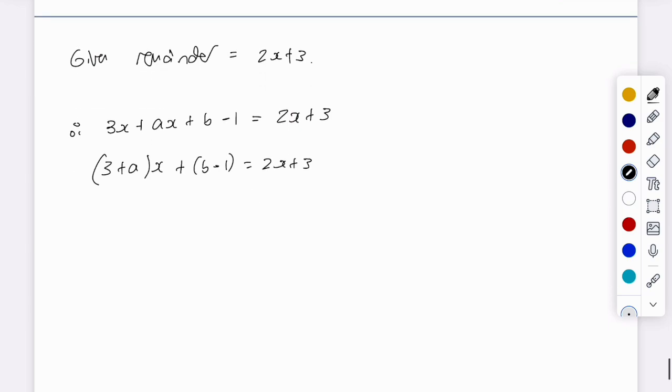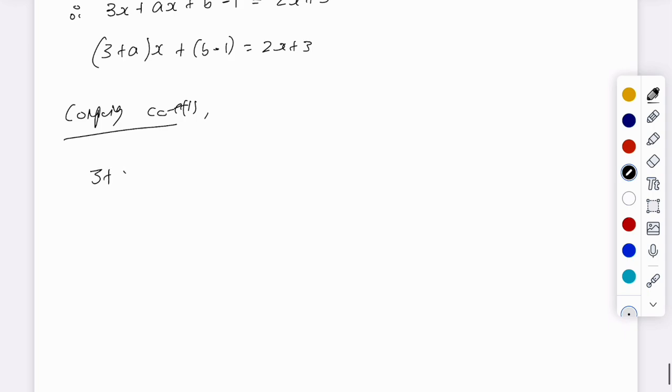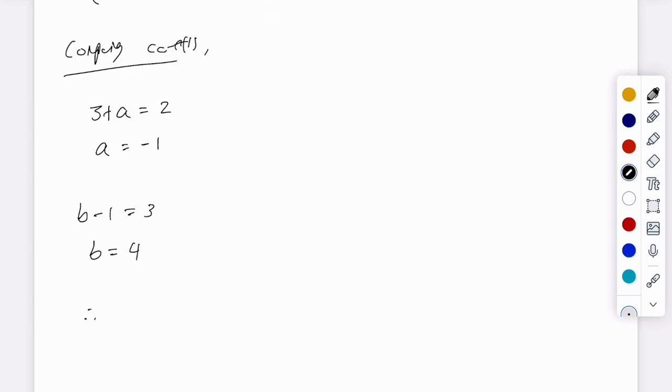And now it's a simple case of just comparing coefficients. So we compare coefficients here: 3 plus a is equal to 2, so a is going to equal minus 1. Comparing constants, b minus 1 is equal to 3, which means that b is equal to 4. So therefore, a is equal to negative 1, and b is equal to 4.